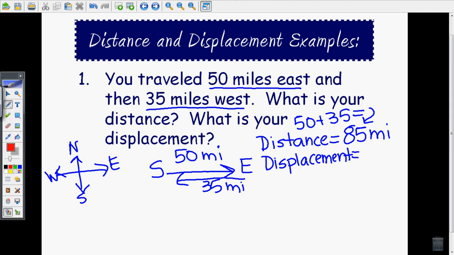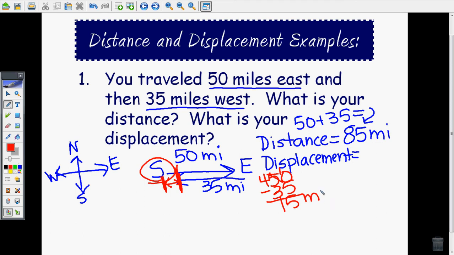Okay, now displacement, it's how far I am from this starting point. So look, I'm right here. So it's the difference between where I started and here. So what would I have to do? I would have to subtract those numbers. So I'd have to take 50, subtract 35. Okay, so you do that, 4. So this one would be a value of 15 miles.